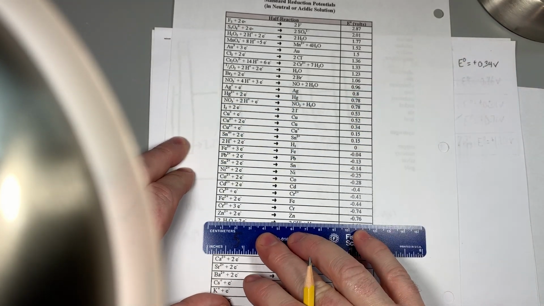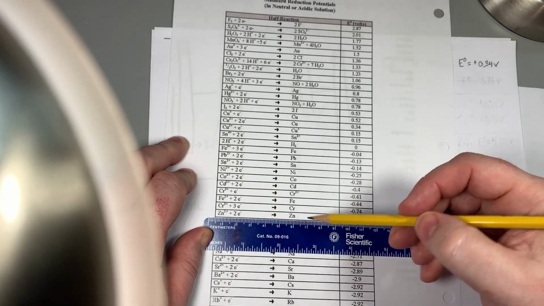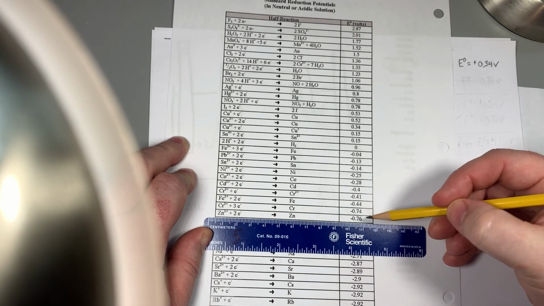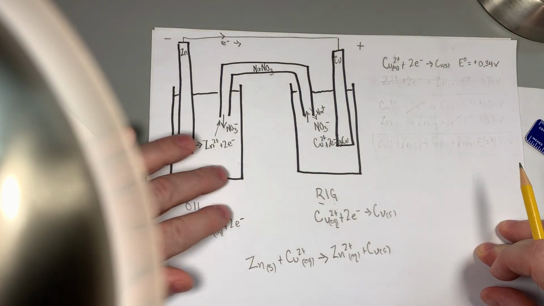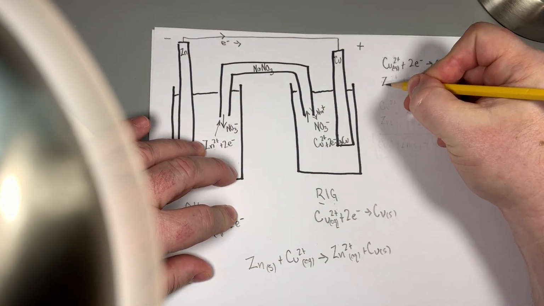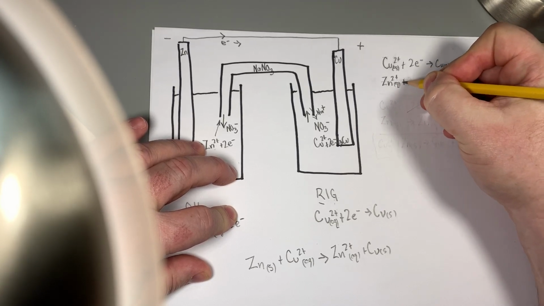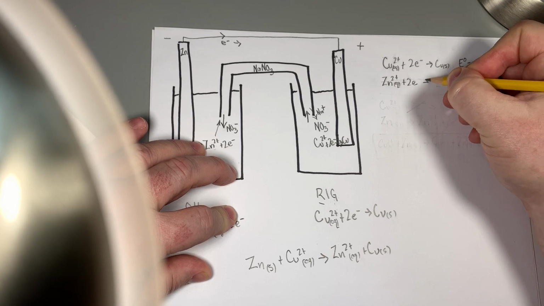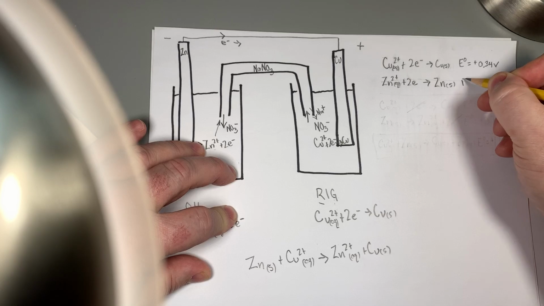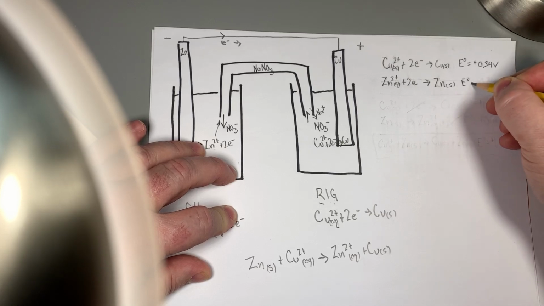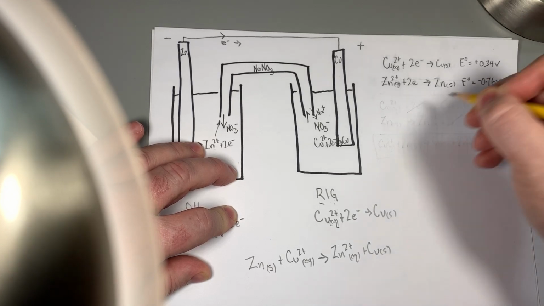So we look down the table until we find zinc. There it is. Zn2+ on the left, zinc solid on the right, and the potential is negative 0.76 volts. Zn2+, zinc ion in solution, plus 2 electrons produce Zn solid, E naught negative 0.76 volts.